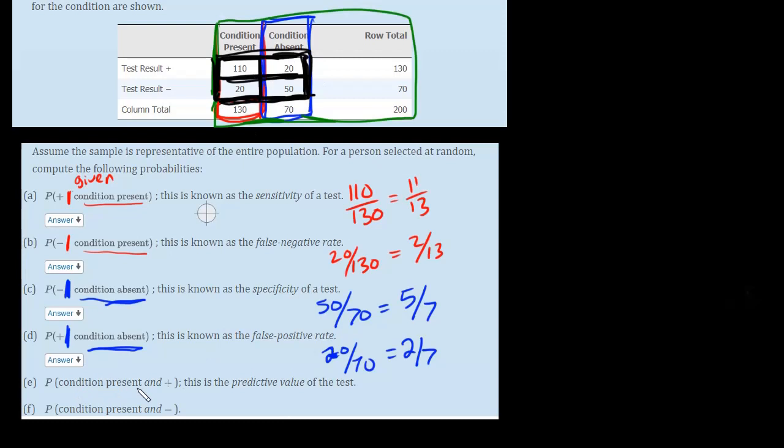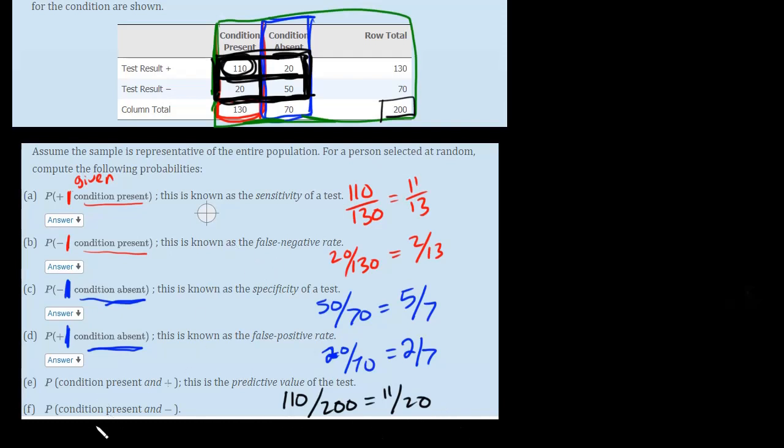Okay, so condition present and positive. How many people meet that condition? So positive and condition present, reading our 2x2 chart, we have 110 people. Okay, out of how many people are in this study? Okay, the total number of people in this study is 200, right? You can add up all 4 boxes here, and you should find that that's 200. 110 plus 20 plus 20 plus 50 is 200. Okay, so this is 11 over 20.